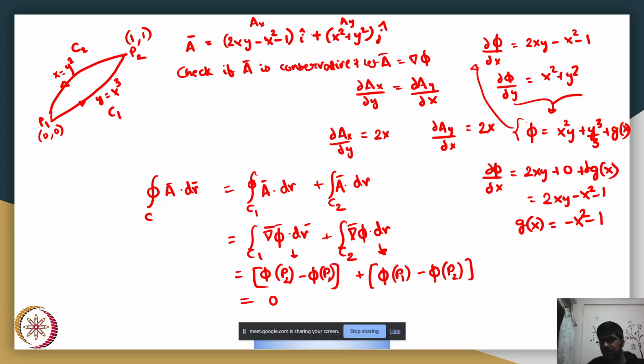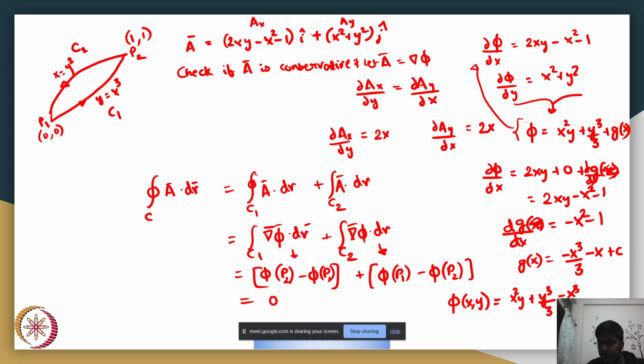Therefore, dou g by dou x is nothing but minus x square minus 1. Sorry, forgot to integrate. Therefore, g of x is nothing but minus x cubed by 3 minus x plus c. So my underlying potential phi of x, y is nothing but x square y plus y cubed by 3 minus x cubed by 3 minus x plus c.